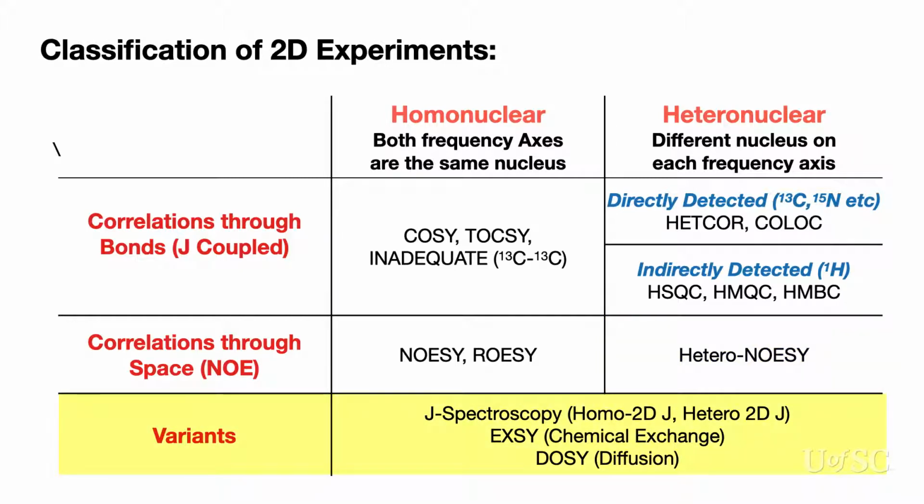There are some 2D experiments that do not fit well into these categories. Here are some of the more common examples. J spectroscopy shows the coupling multiplicities along the F1 axis. There are homo and heteronuclear versions, but neither are run very often. The EXSY pulse sequence is the same as the NOESY experiment. However, the correlations are due to slow chemical exchange between two chemical shifts and not a through-space interaction. The DOSY experiment measures diffusion coefficients. It is not truly a 2D NMR experiment. The second axis shows the diffusion coefficient that is mathematically extracted from a series of 1D results.